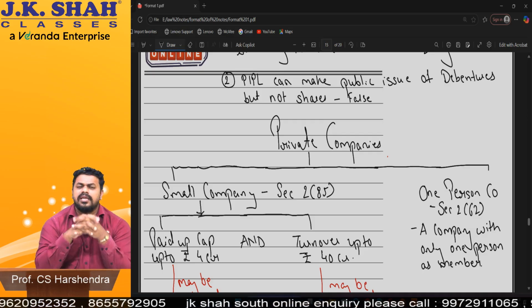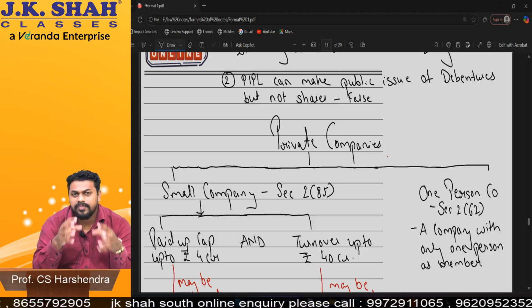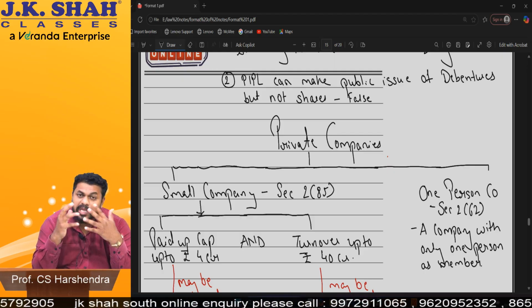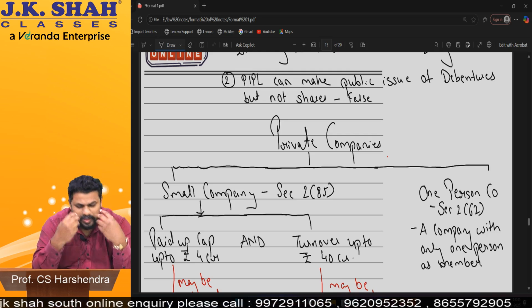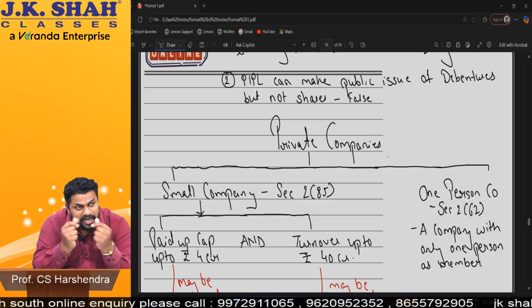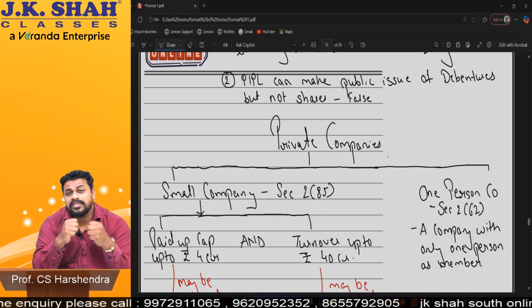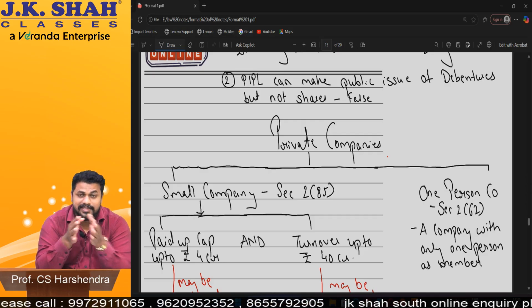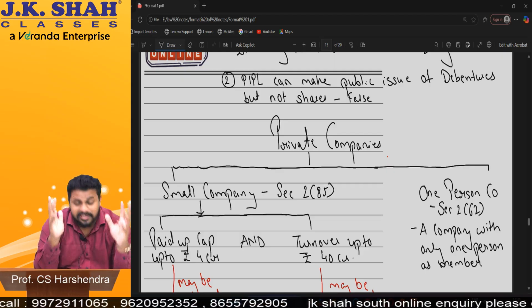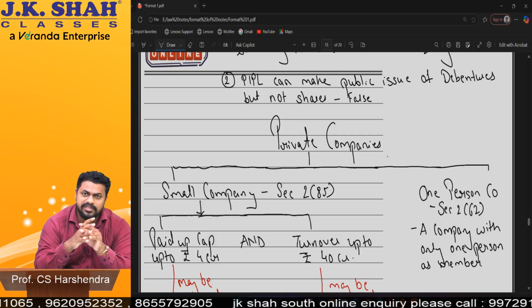Now guys, let's understand. The moment you read this word, one person company, for many people sole proprietorship comes to mind. Yes, and it is quite logical. People will directly be attracted to sole proprietorship. But beta, one person company and sole proprietorship form are two different things. I'll tell you the difference. First we'll understand one person company properly, then we'll go for understanding the legal provisions.